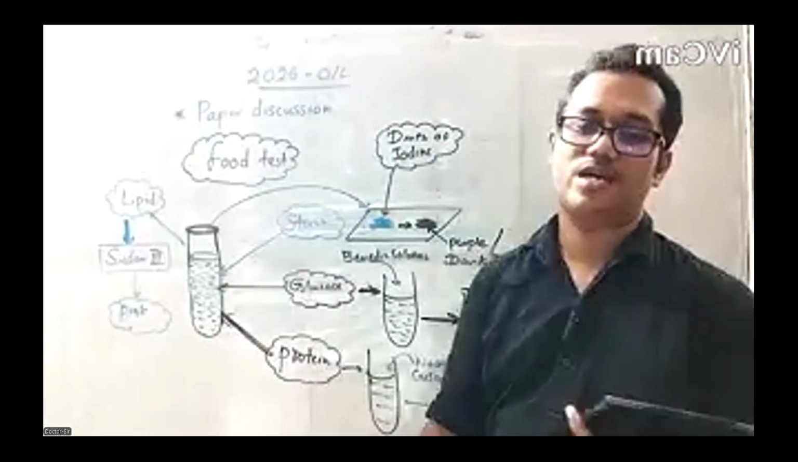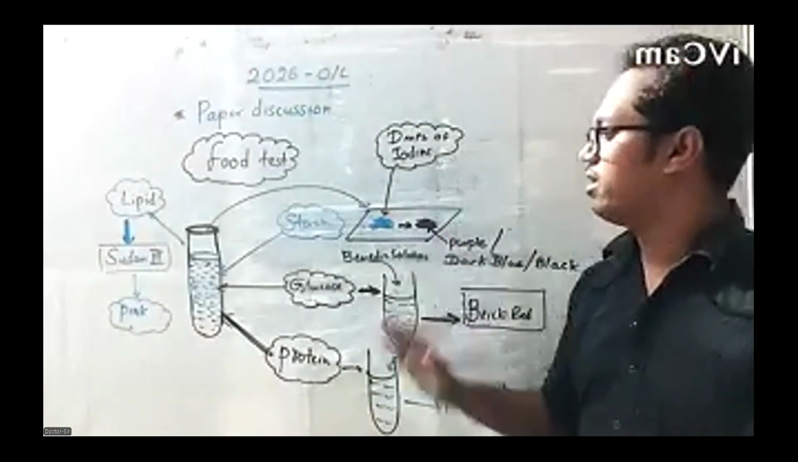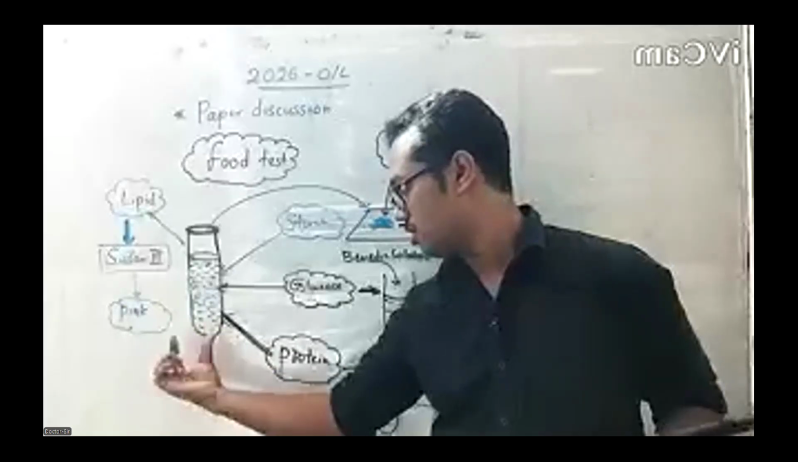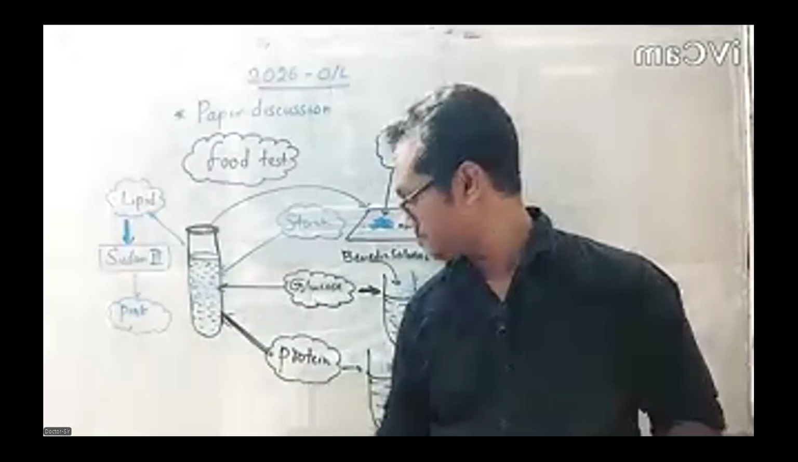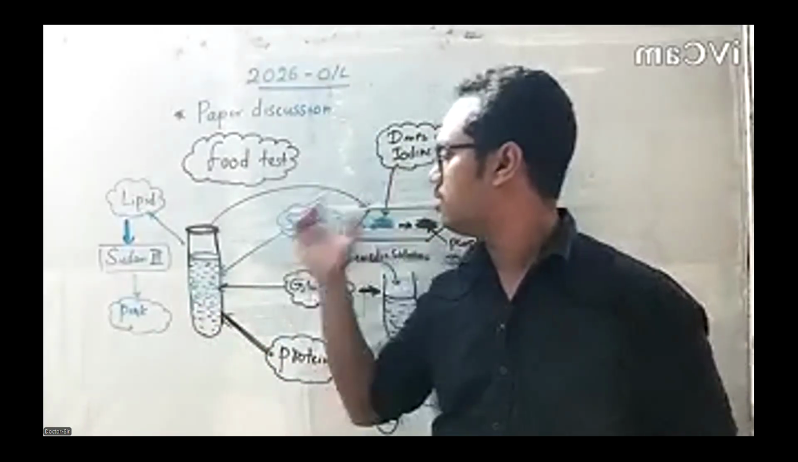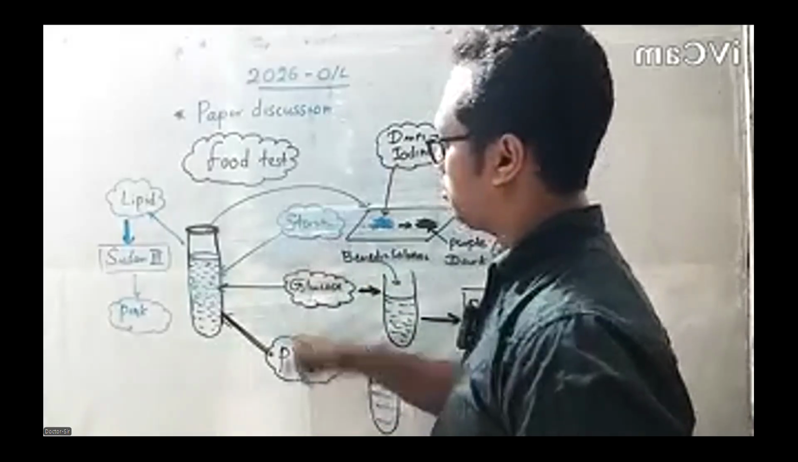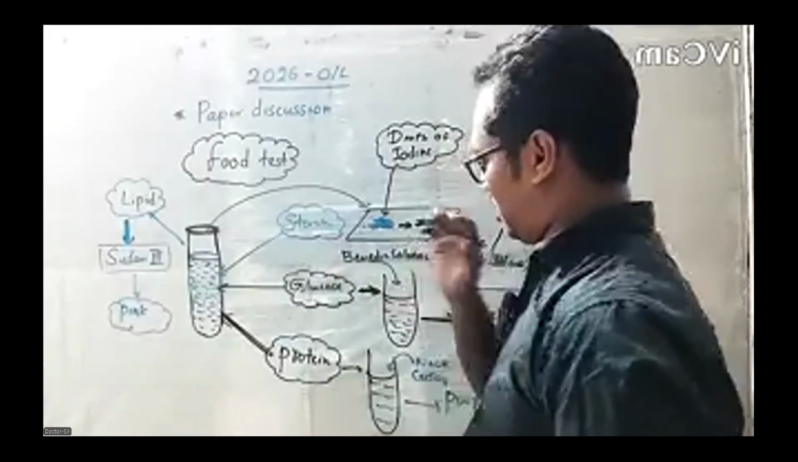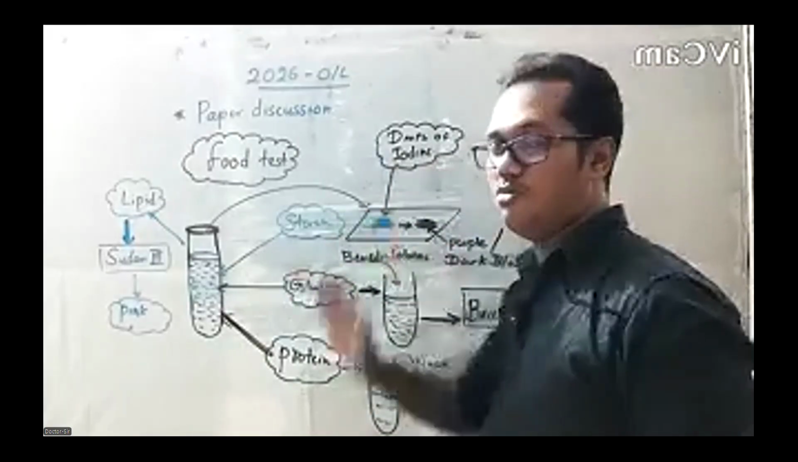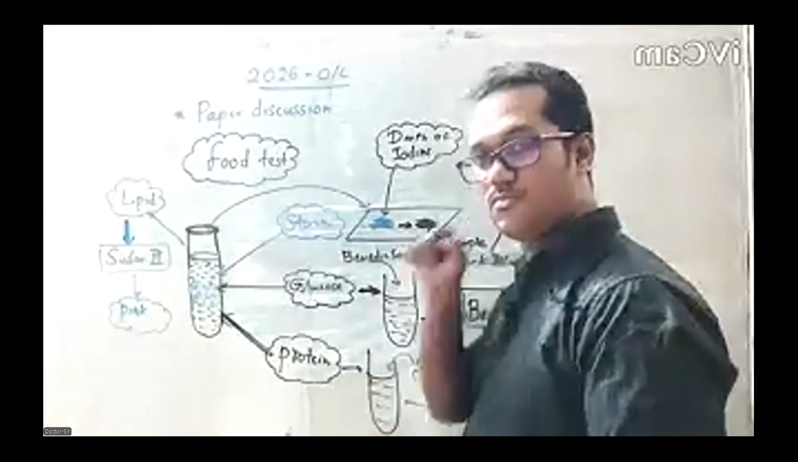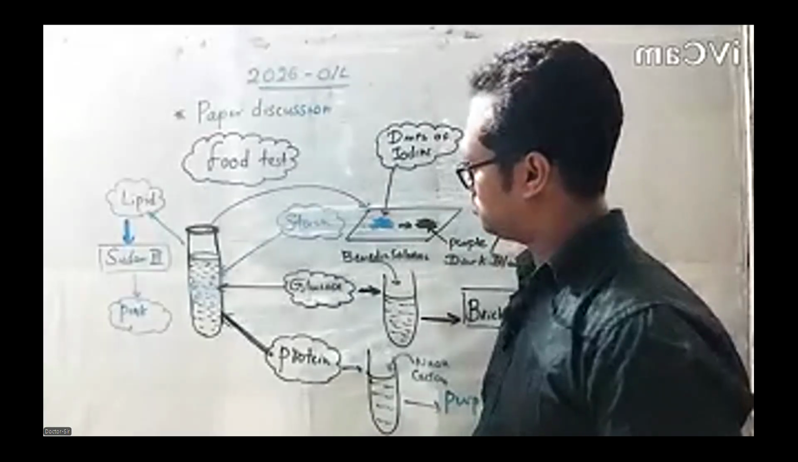Okay, so these are the basic food tests I am performing to find out what nutrients are present in this patient's sample: starch, glucose, protein, or lipid, right? Okay, so now come to this table in your paper.